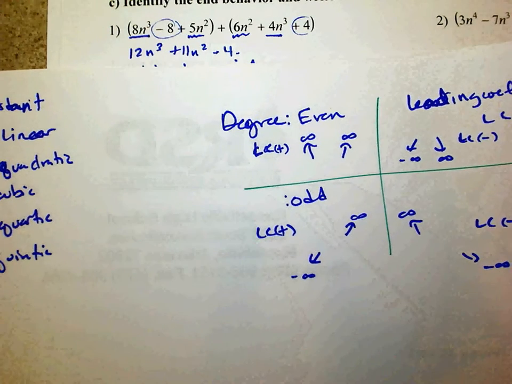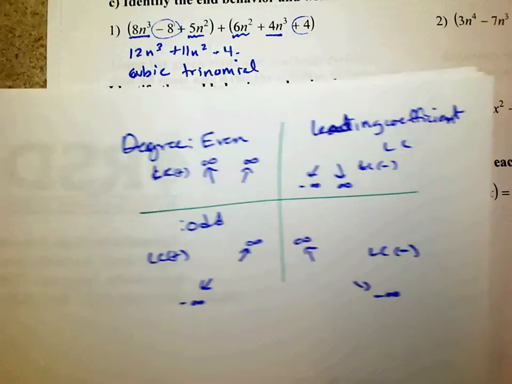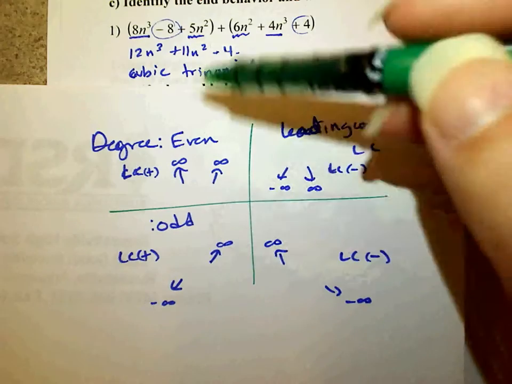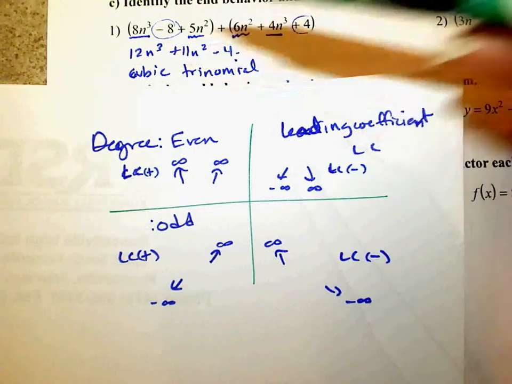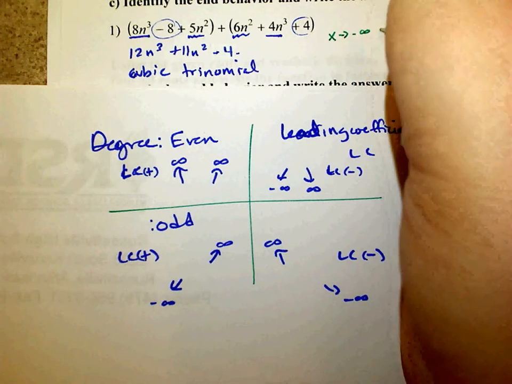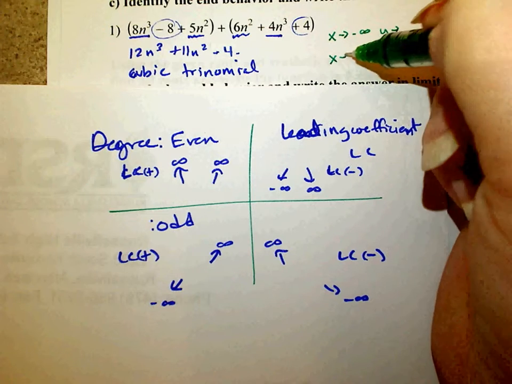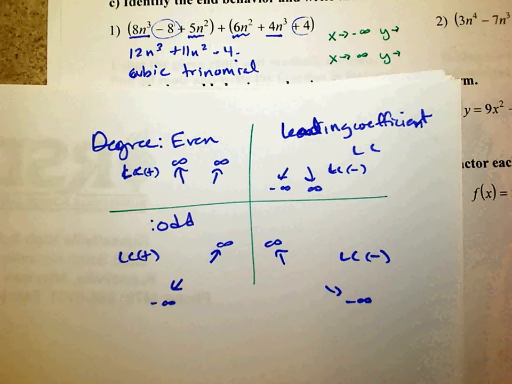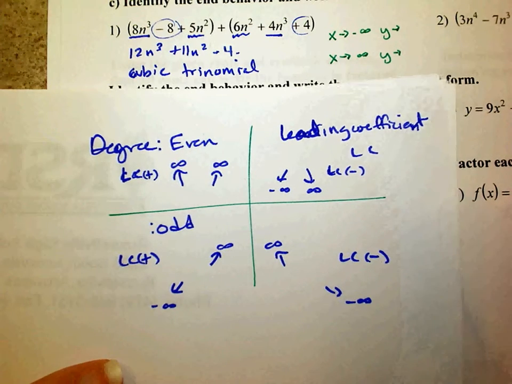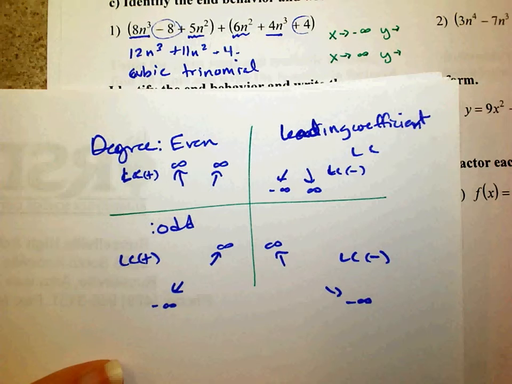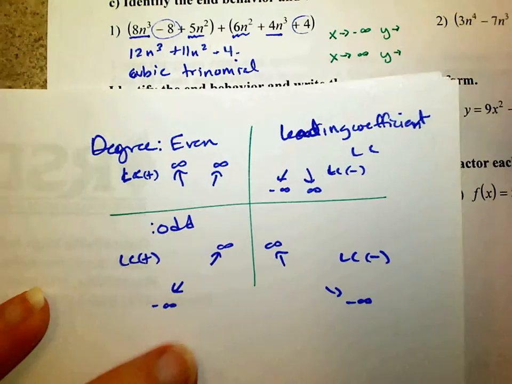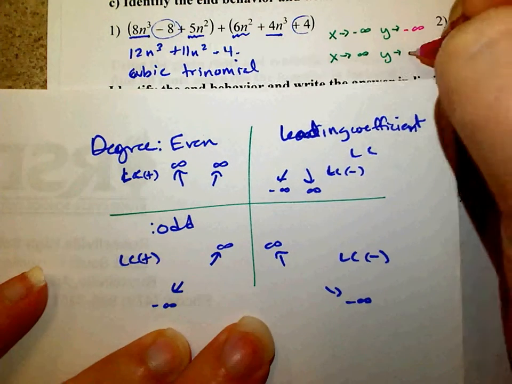Okay? Alright, so looking at my problem, I've got a power of 3 is the highest degree. That means it's an odd function. The leading coefficient is the number in front of that, which is a 12, which is positive. So I'm dealing with this. I will give you this. As x approaches negative infinity, y approaches. As x goes to positive infinity, y approaches. And your job is to answer what those limits are. Okay, what the function's approaching. So, if it's an odd positive, then it starts off at negative infinity and goes up to positive infinity, and there's your answer.